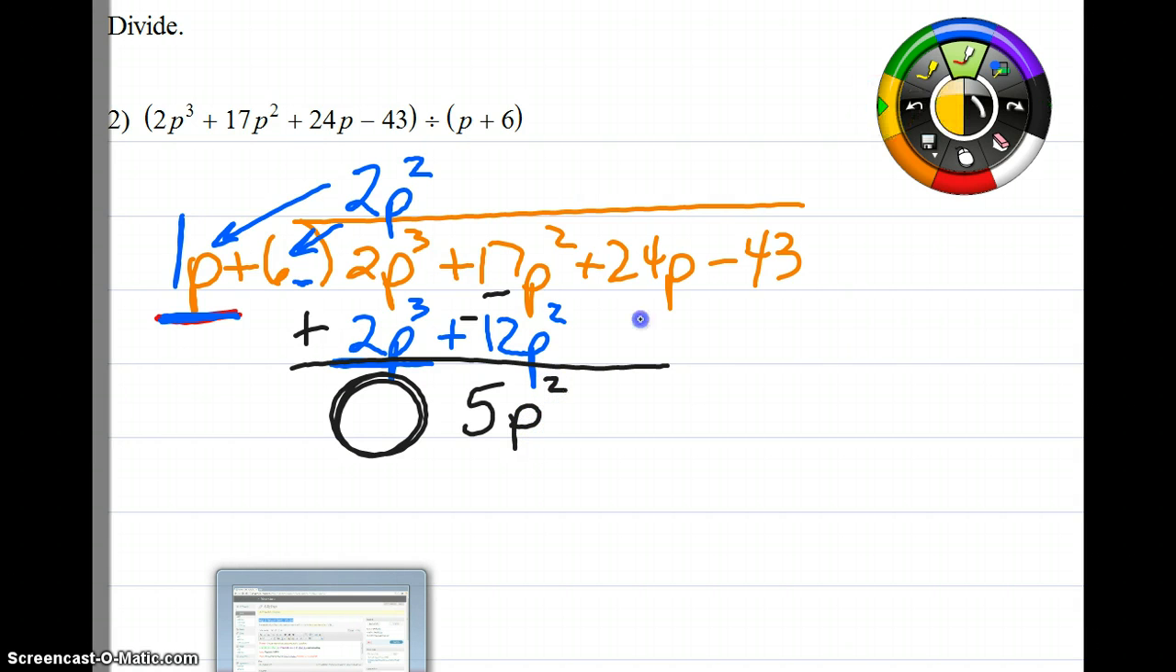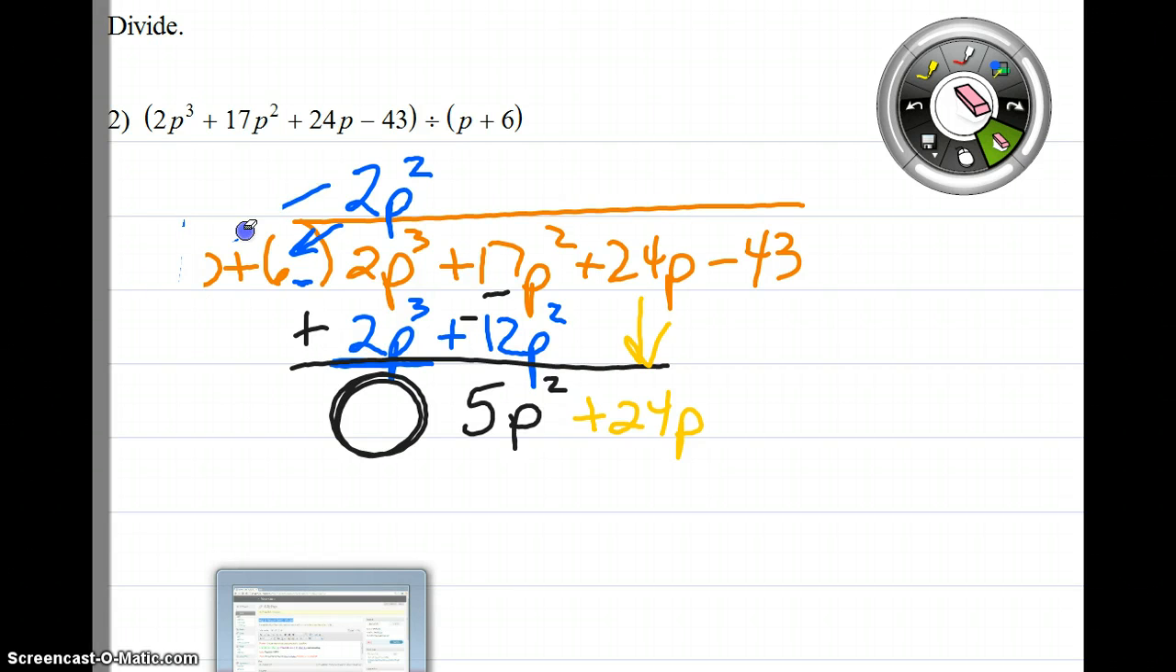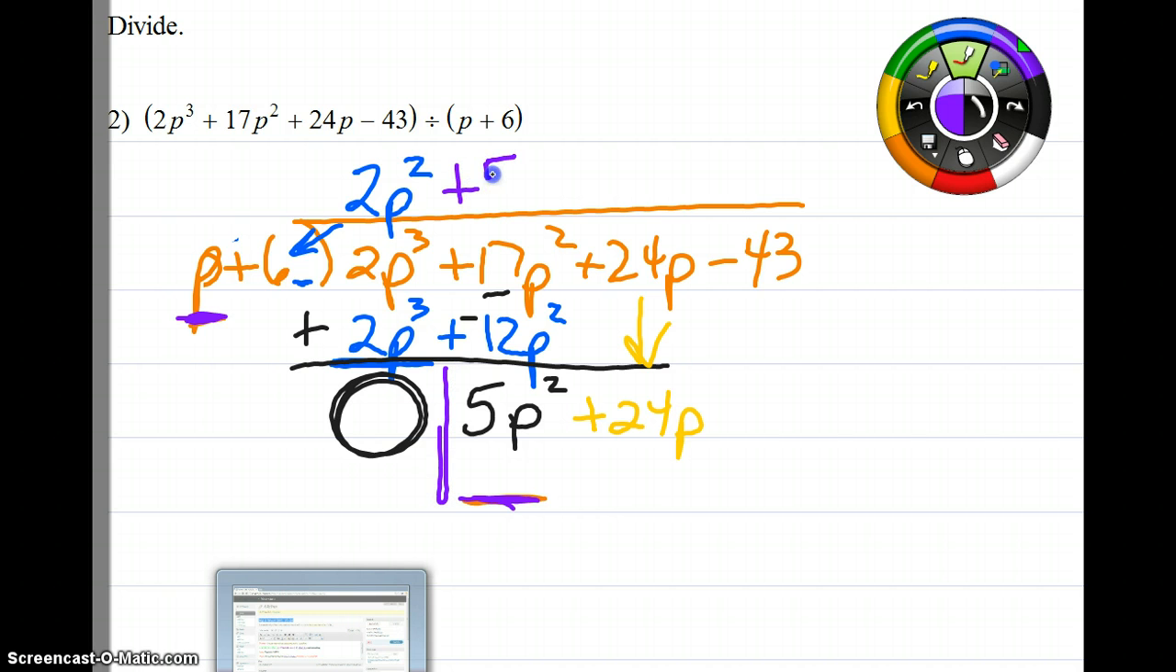Next process is to bring down. So when I bring down the 24p, now again, what am I looking for? I'm looking for what number can I multiply by p to get a 5p squared. So you always take the first number, p, and this 5p, this first piece, and that's how you start out.